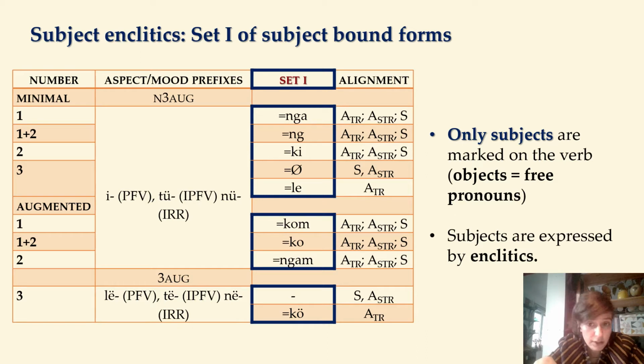Only subjects in Nalögo are marked on the verb, while objects are typically expressed by pronouns. And the subjects, as shown in this table, are enclitics. So here I've reported the basic forms of set 1, one of the 2 sets of subject-bound forms in the language.